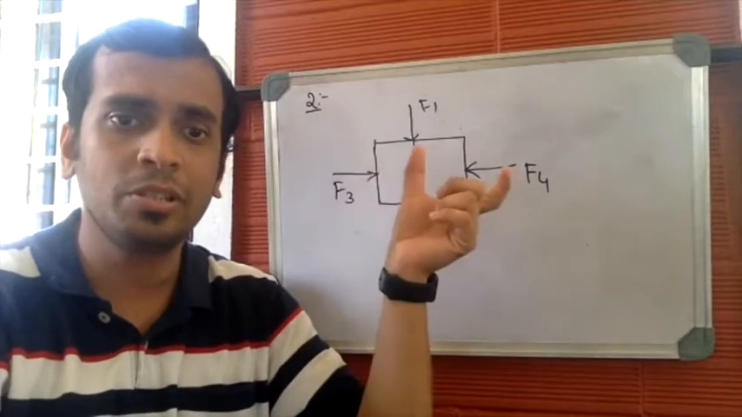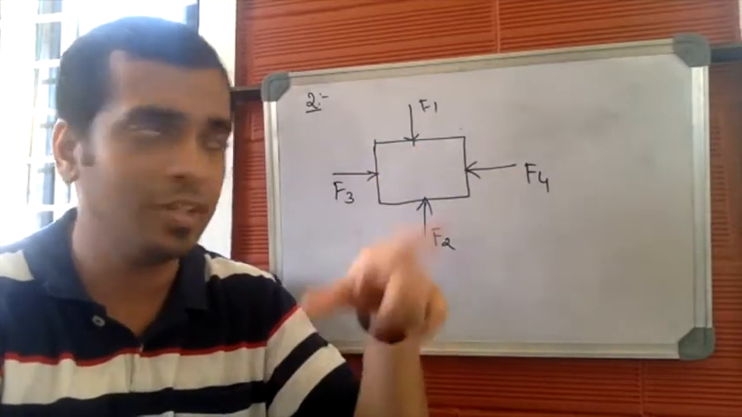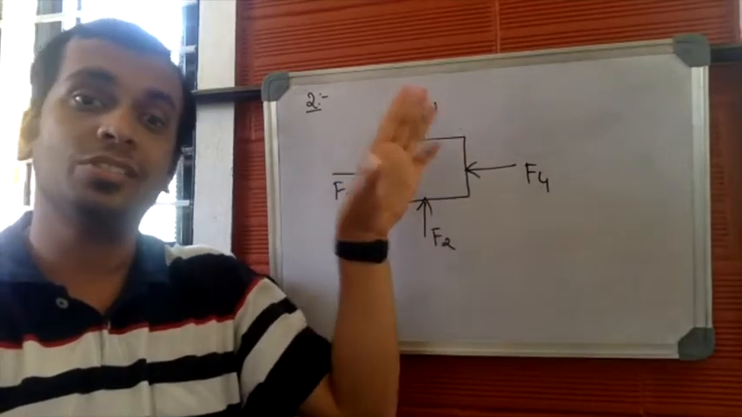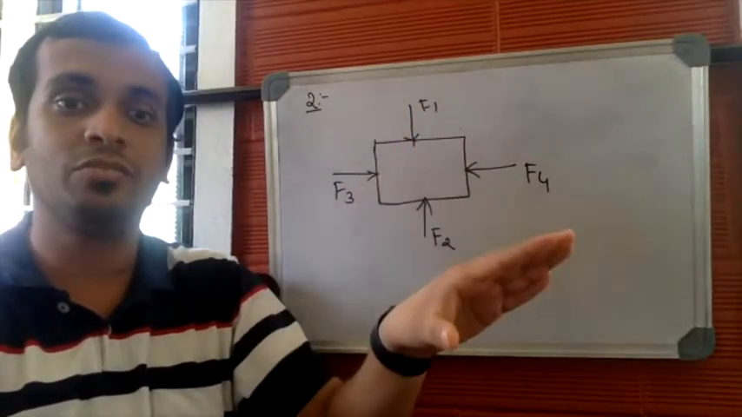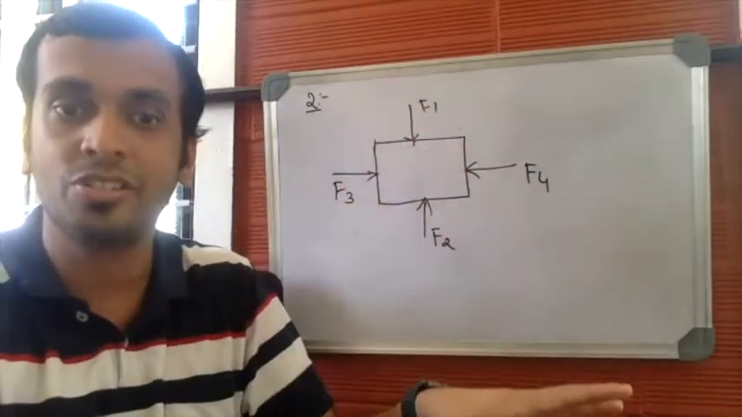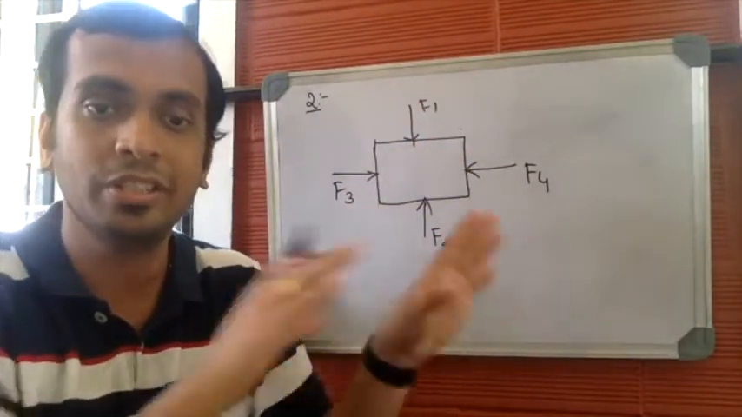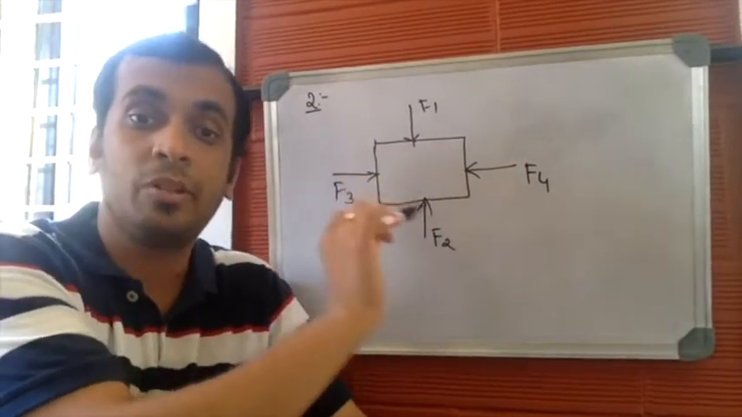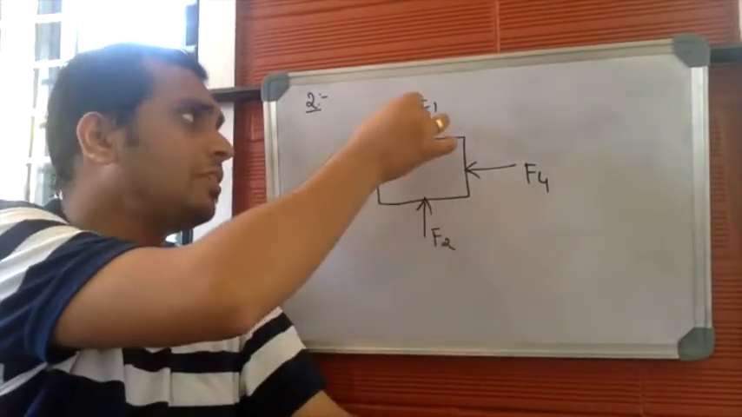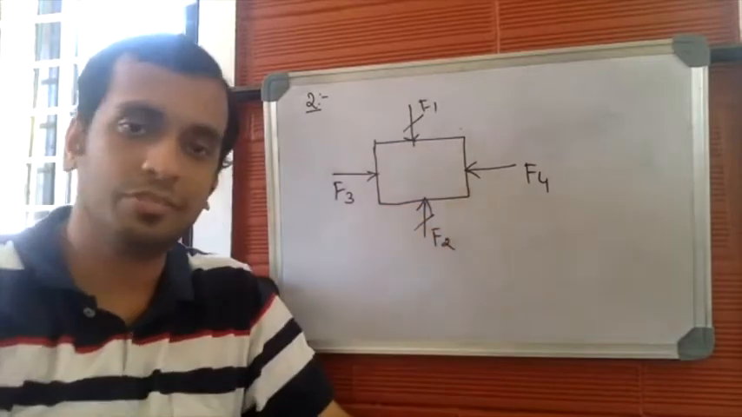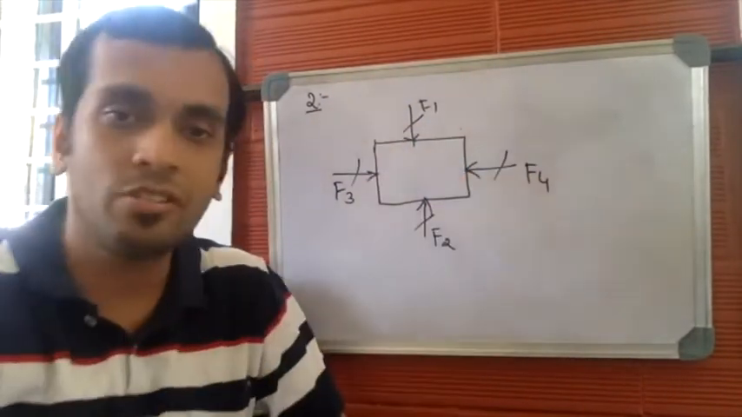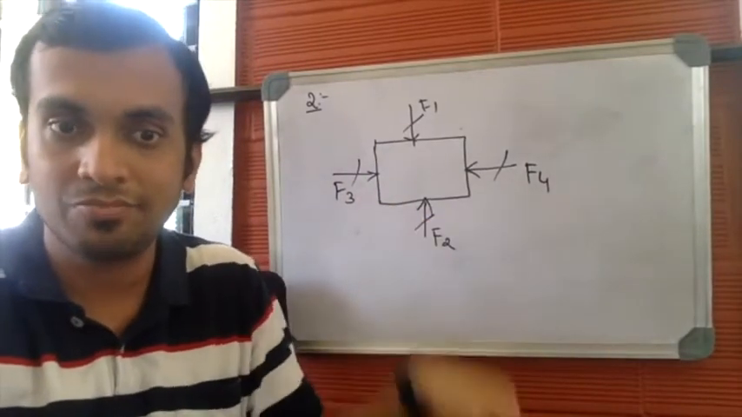So we can call a particular body as body under equilibrium when a body under the application of external forces stays stationary. Even under the application of external force, if the body doesn't move, if it stays stationary, then we call such bodies as bodies under equilibrium. So for this body to remain stationary, all the forces should cancel each other. Not only all the vertical forces should cancel each other, all the horizontal forces should cancel each other.